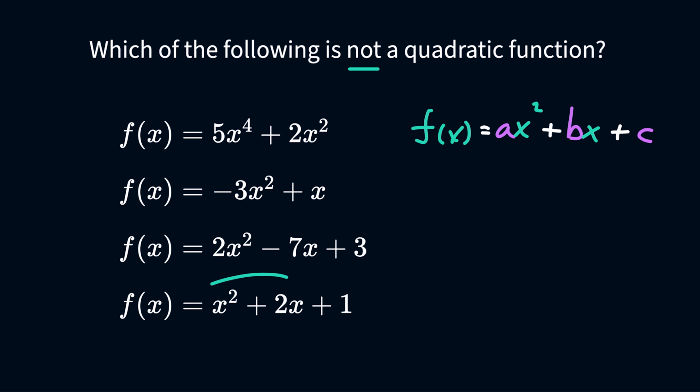And last but not least, this also follows the standard form beautifully. The a value is positive 1, the b value is positive 2, and the c value is positive 1. Remember, these terms out here are not really the important terms. You're looking for that x squared, nothing lower and nothing higher.